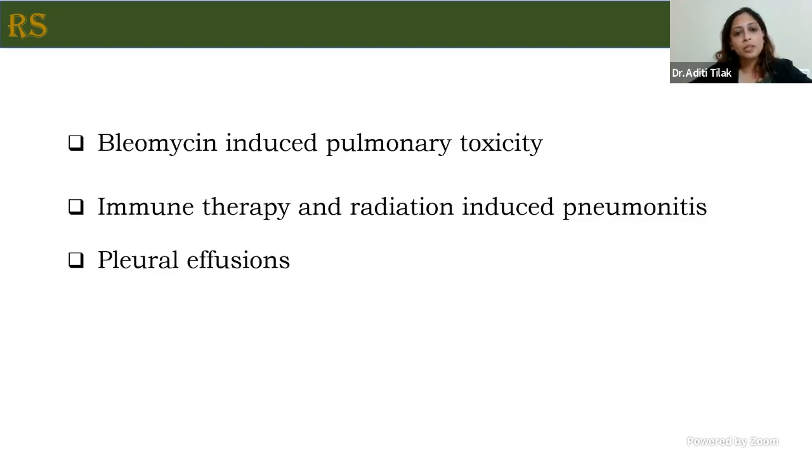In the respiratory system, bleomycin-induced pulmonary toxicity can manifest years after treatment. Similarly, immunotherapy and radiation also induce pneumonitis. If there is gross peritoneal disease, there will be ascites in the advanced stages of the disease, which can lead to pleural effusion, and it definitely leads to lung atelectasis and respiratory compromise.